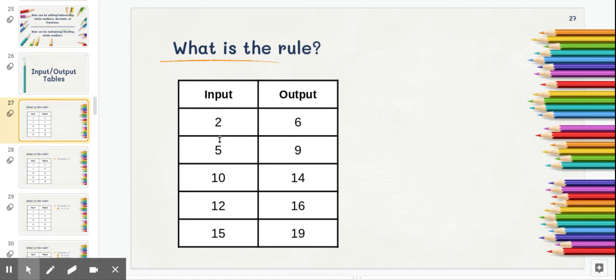So the way these work is that the rows actually have nothing to do with each other. You look at each row as its own individual entity, I would say. So this 2 has nothing to do with the 5. The 5 has nothing to do with the 10. Instead, we have to think about what did I do to 2 to get 6? What do I do to 5 to get 9? So let's think about what a possible rule could be.